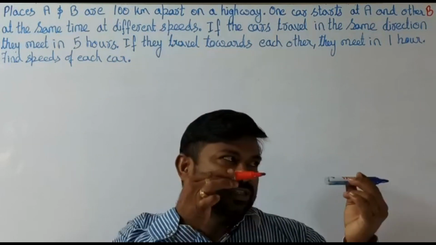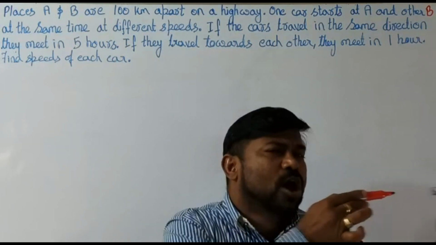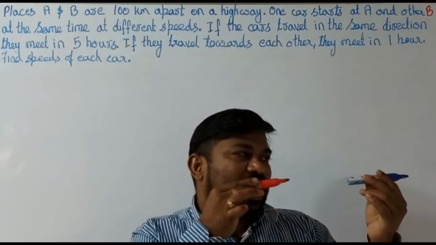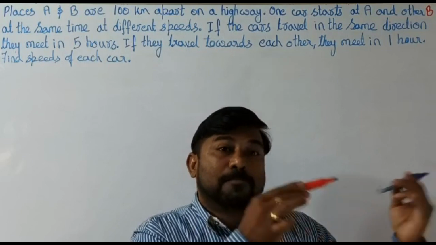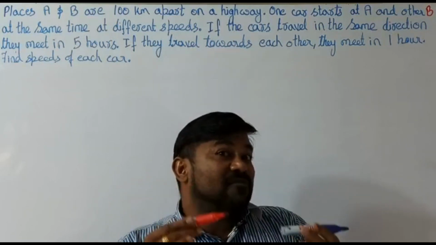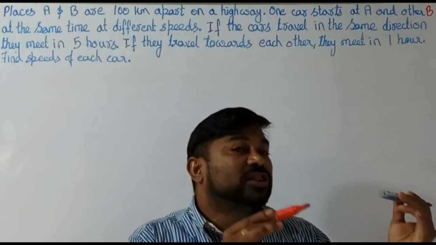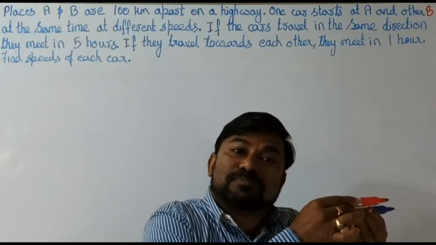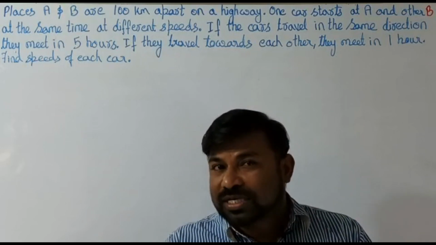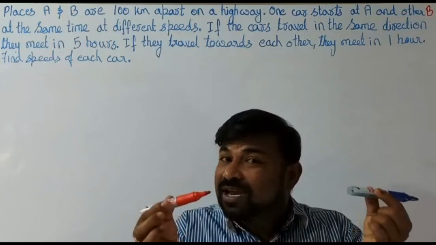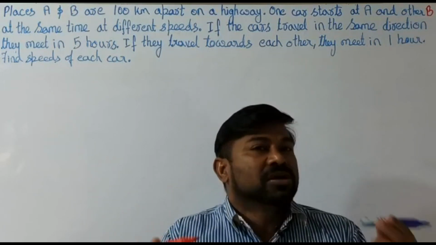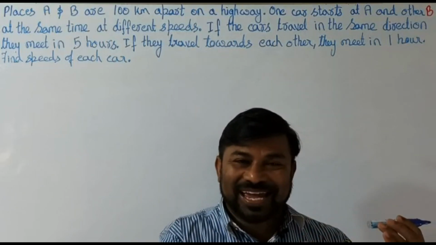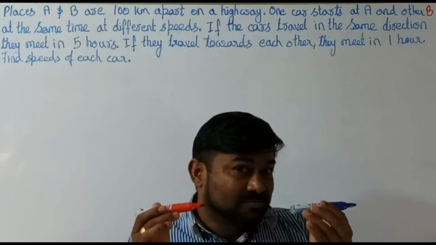So they are moving in the same direction. If they move, for how many hours did they move? They moved for 5 hours. But what he is saying is, after traveling 5 hours, they met with each other at the same place. What does it mean? Do you think they are traveling at the same speed? No. If they travel at the same speed, they never meet.